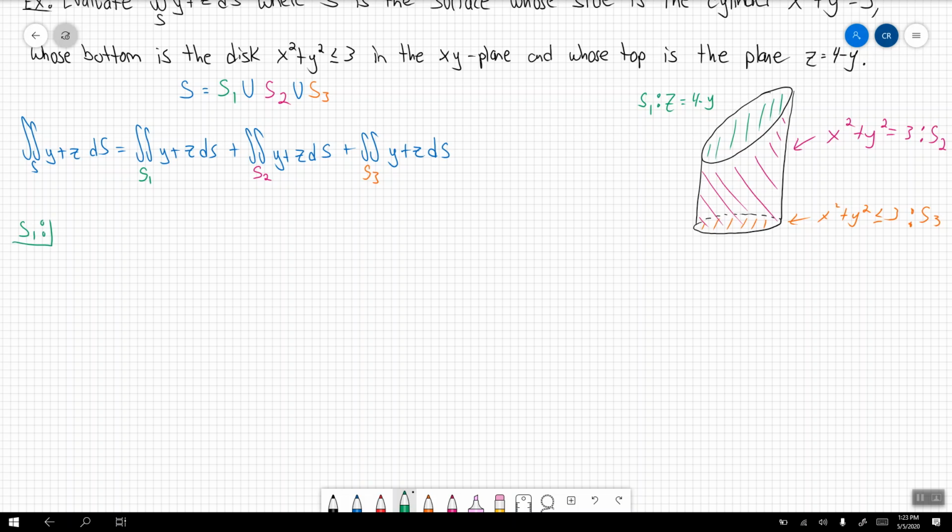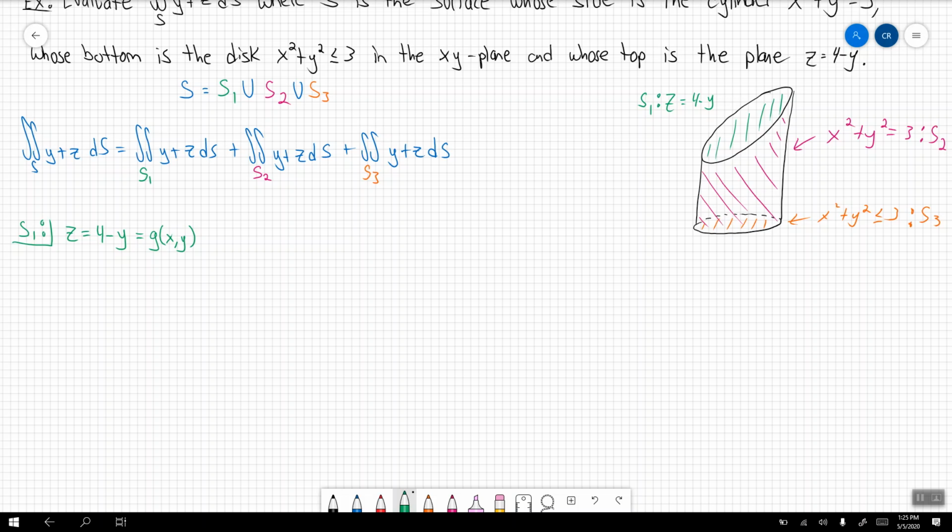Surface 1, we're looking at z is equal to 4 minus y. All right, so I'm working with this surface here, z is equal to 4 minus y. Now, because I'm given this equation of the plane already in terms of y, I'm just going to classify this as my g function in terms of x and y.